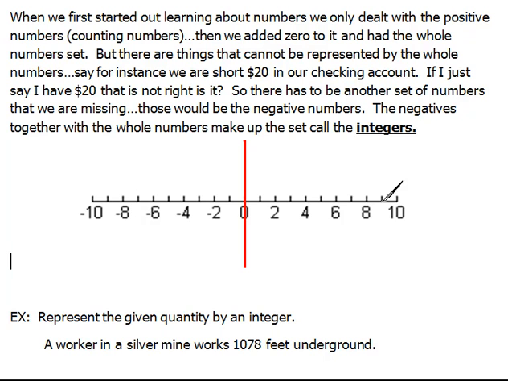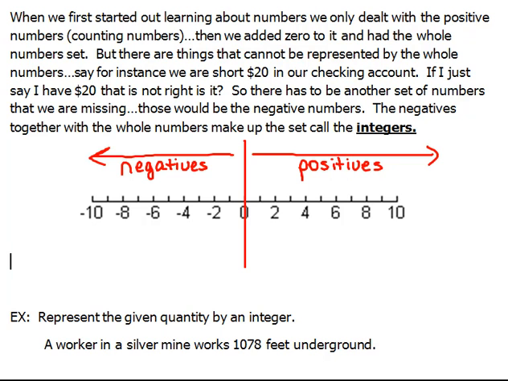Now, if you look at the integers on a number line, then we can separate them out right here at 0. 0 is like Switzerland in the middle. It's neutral. So we have our positive numbers on the right, negative numbers on the left.